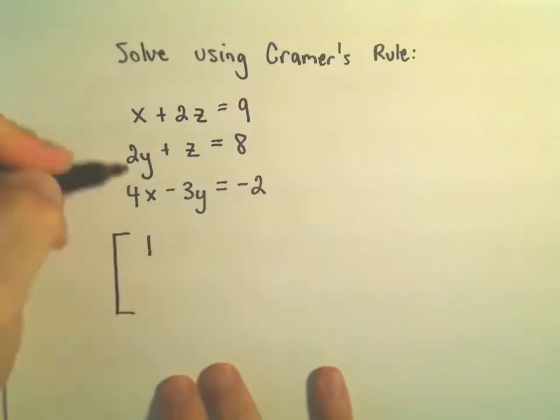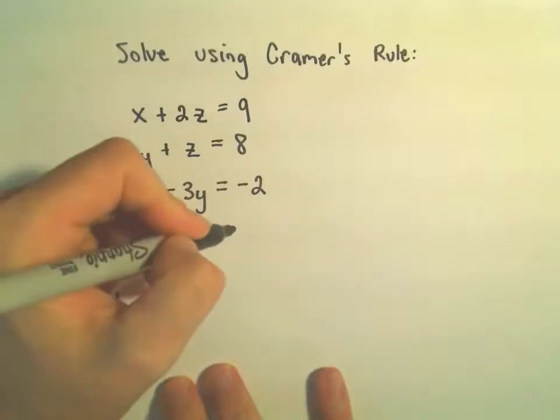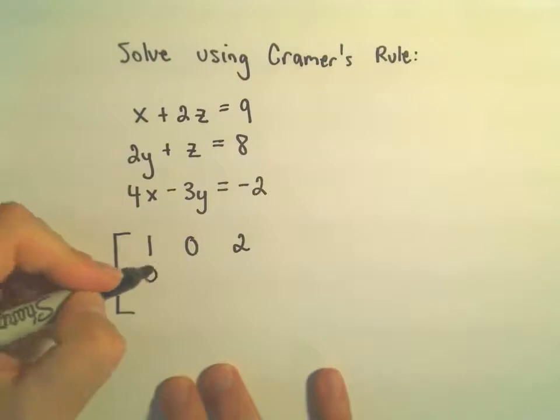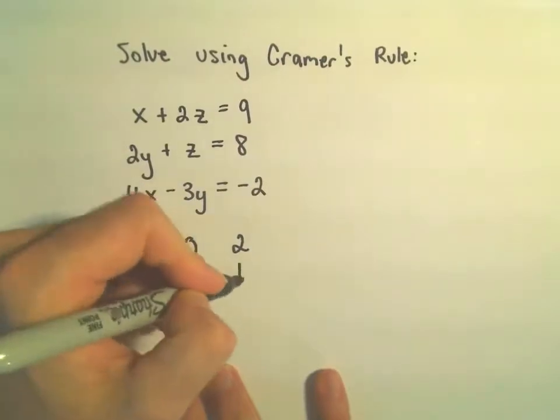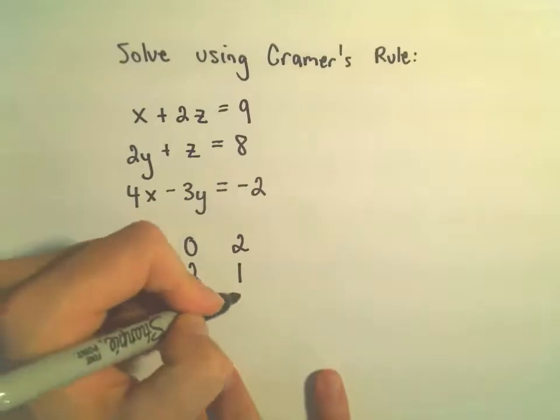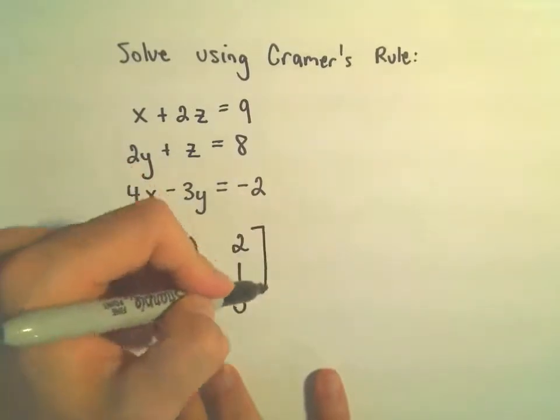So we've got a 1x, we have 0y, and we have 2z. And then our second row we have 0x, 2y, and 1z. And then we have 4x, negative 3y, and 0 z's.